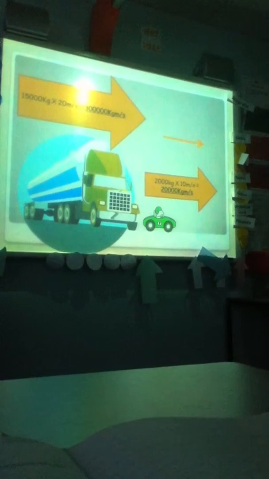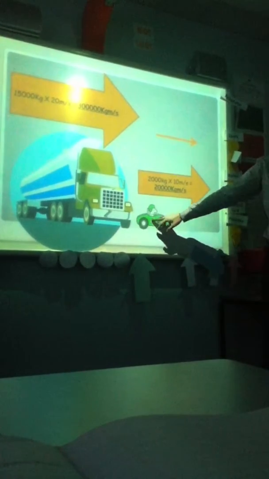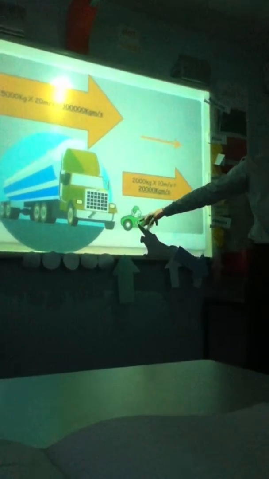So, conservation of momentum. I want you to look at the screen, and on the screen we've got two vehicles. One of them is an enormous great lorry, and the other one is a rather smaller car, or we could say less massive car. It's got much smaller mass. For each of those objects, I've calculated their momentum.